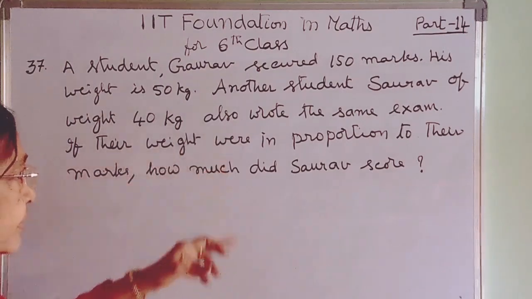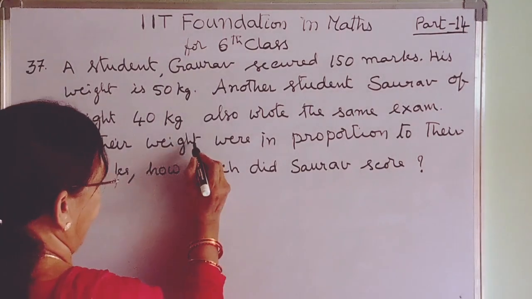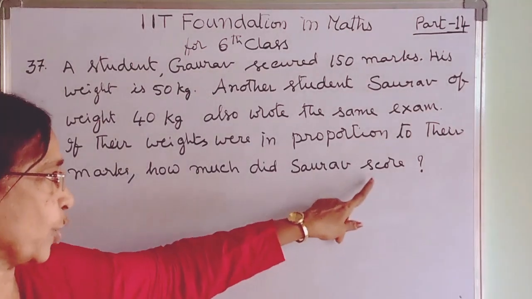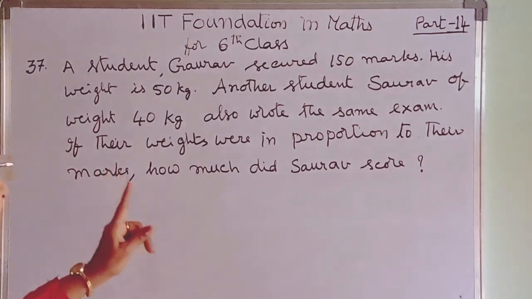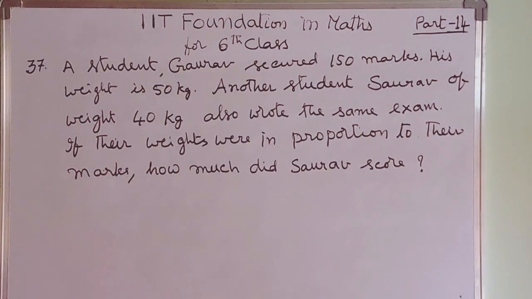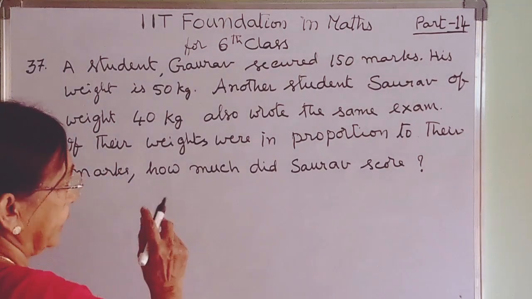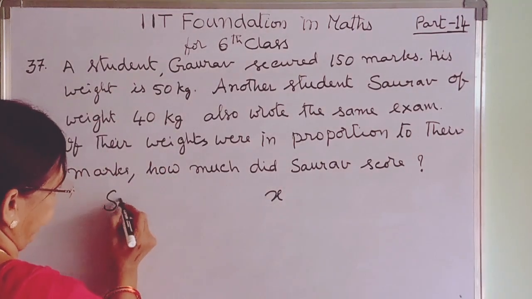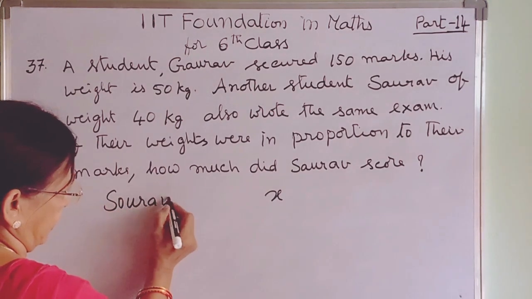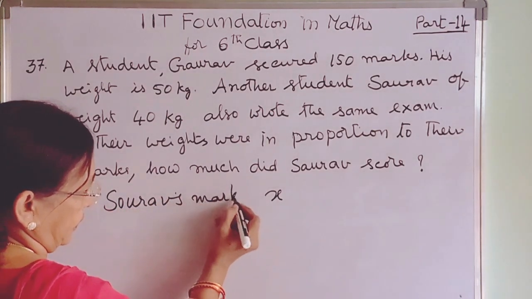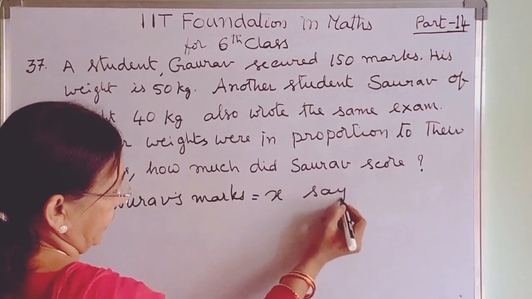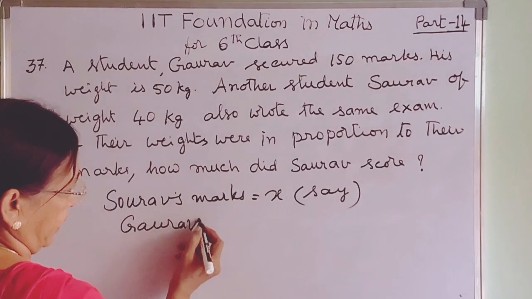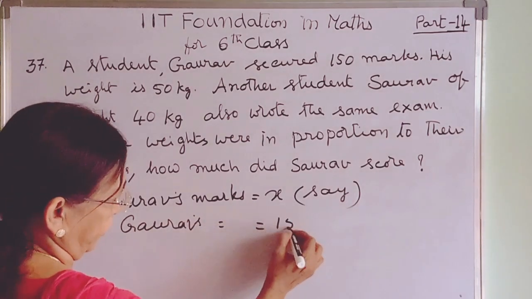If their weights were in proportion to their marks, how much did Saurav score? Their weights were in proportion to their marks. Let Saurav's score be X marks. Gaurav's marks is equal to 150.